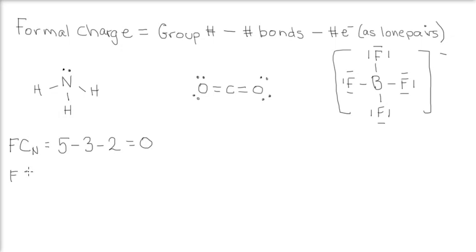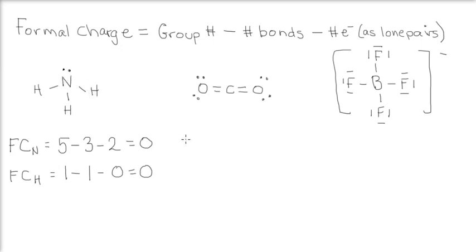For hydrogen, we can do the exact same calculation. The group number for hydrogen is 1. The number of bonds it's making is 1, and the number of electrons as lone pairs is 0. So this also comes out to 0. What this tells us about the ammonia molecule is that none of the atoms have a charge. It is a neutral molecule because all the atoms have a charge of 0.